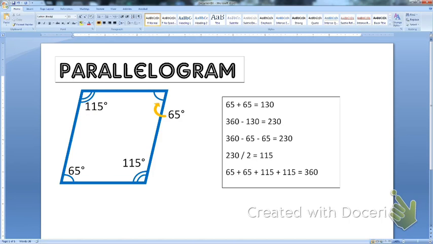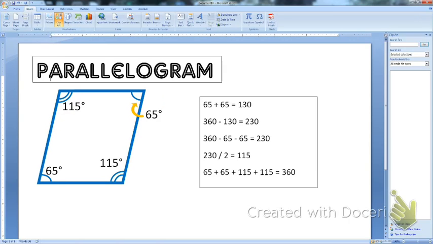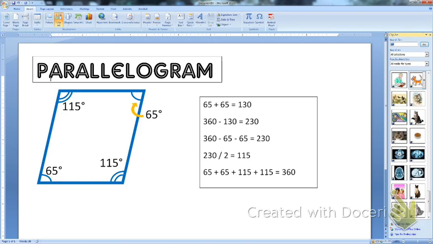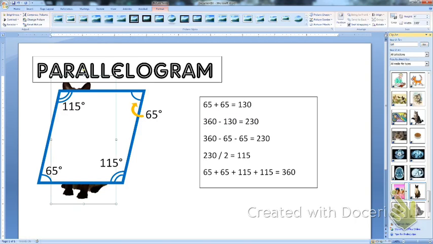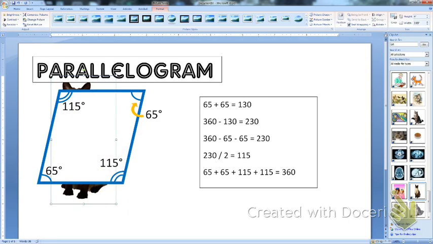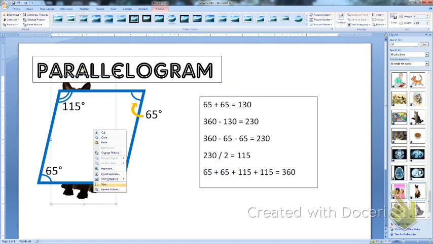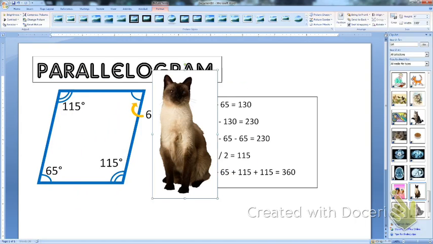No cats, because, well, maybe one cat. Ta-da! Cat. Okay, just for good measure.